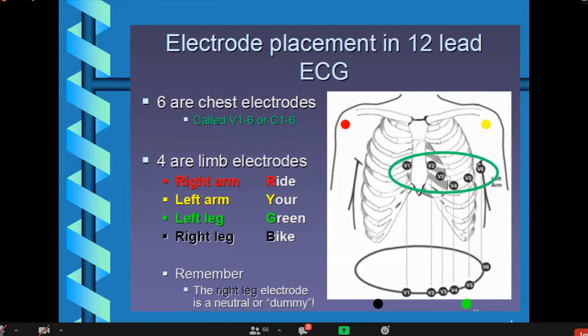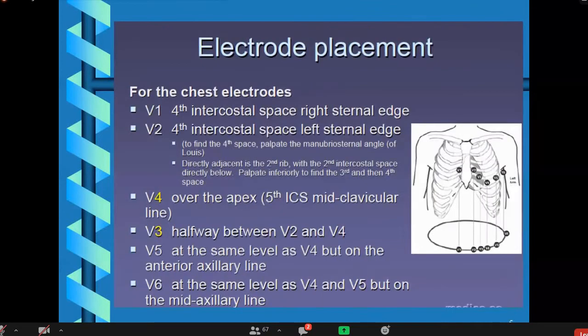First of all, you remember there are 12 leads in total. Six of them are placed over the chest wall, and four are limb electrodes. So 6 plus 4 are 10. So why do we call it a 12 lead ECG? You can answer this in the inbox. We'll discuss it again.